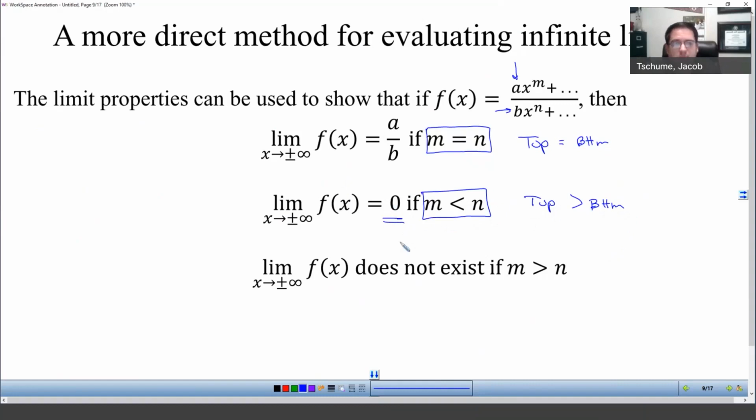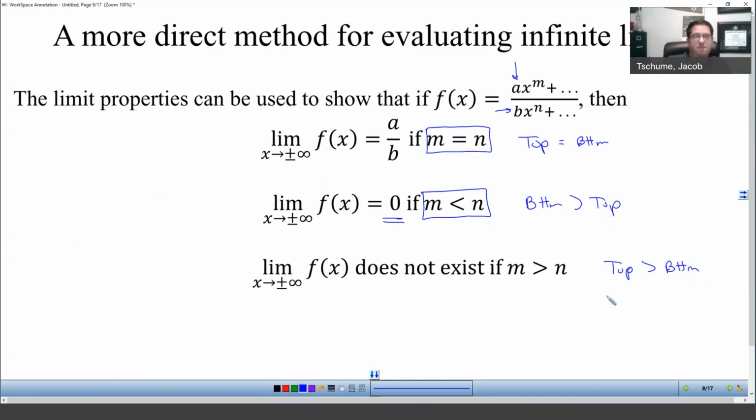Oh, sorry, I wrote that backwards. I apologize. Let me erase that. I meant to say bottom greater than top. Sorry, because n's bigger. If your bottom is greater than the top, then your answer is going to be 0 here. The top being bigger than the bottom is actually an easier case because it doesn't happen very often.